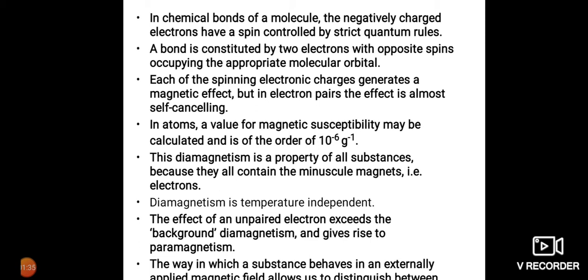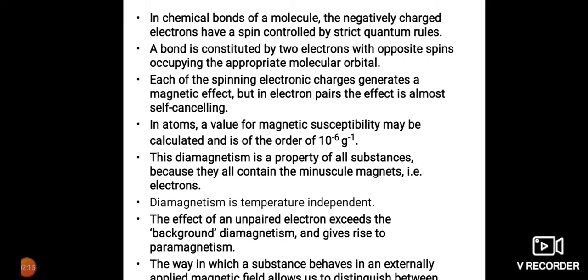So, whenever a chemical bond is formed by the sharing of electrons, there will be two electrons in the bond, which generally have opposite spin. The presence of two electrons with opposite spin creates diamagnetism, because as the spins are opposite, the magnetic properties are also opposite and cancel each other.